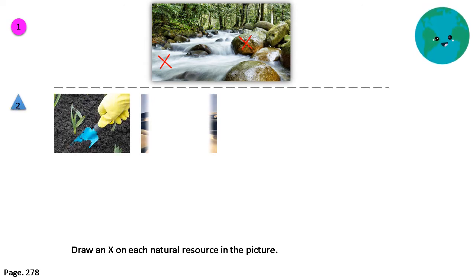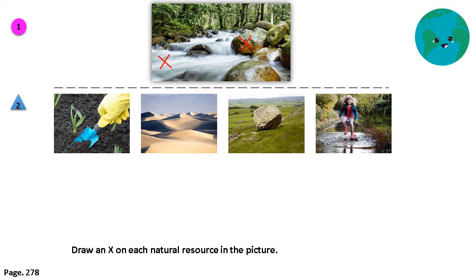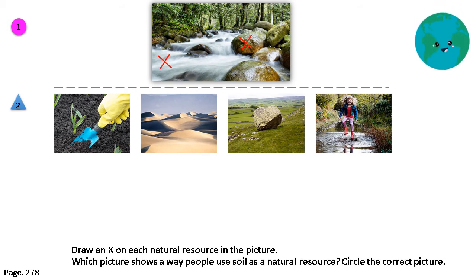Now, for part 2, we have 4 pictures in front of us, and our question is, which picture shows a way people use soil as a natural resource? Circle the correct picture. Very good. Let's circle the picture of the soil being used for planting.